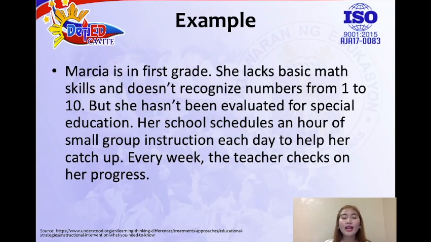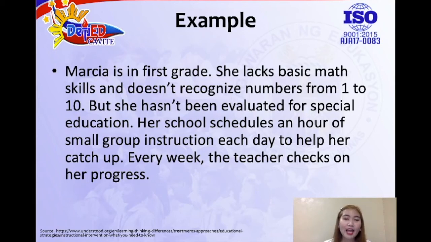Okay, now I have an example here. I want you to comment down what is the intervention used in this situation. Marcia is in the first grade. She lacks basic math skills and she doesn't recognize numbers from 1 to 10, but she hasn't been evaluated for special education. Her school schedules an hour of small group instruction each day to help her catch up. Every week, the teacher checks on her progress.